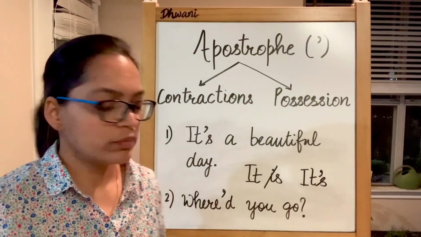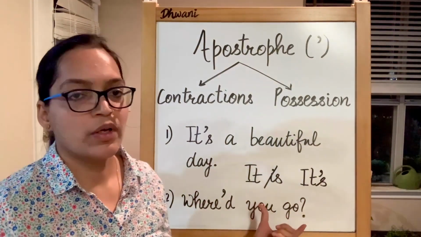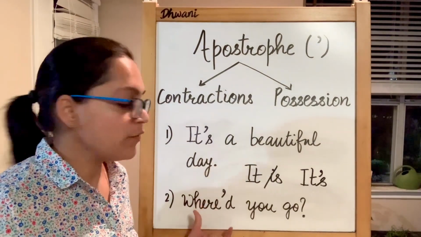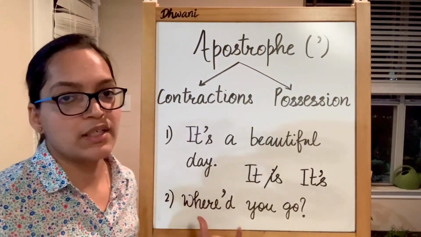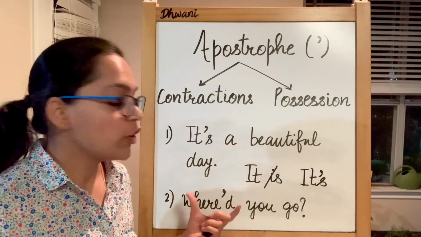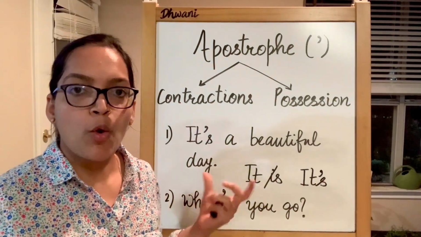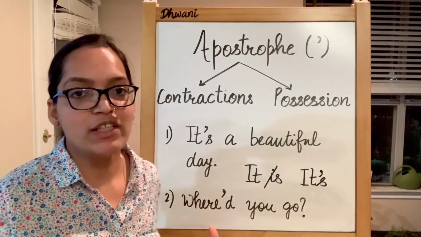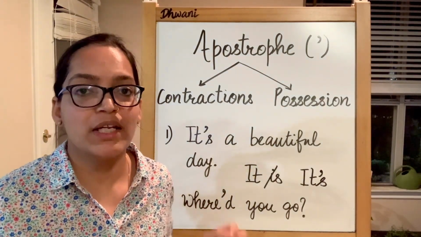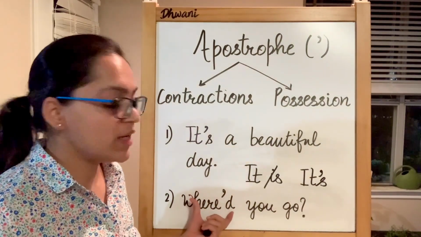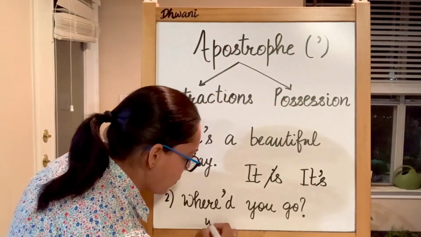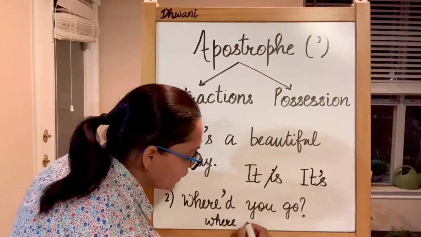Where'd you go? Where'd you go? When pronouncing the contracted form, we have to make sure that we are pronouncing it as it is written, not in the opened up form. So this is where'd you go? This is actually the shortened form of where did you go? So this is where did turned into where'd. So this is where and did.